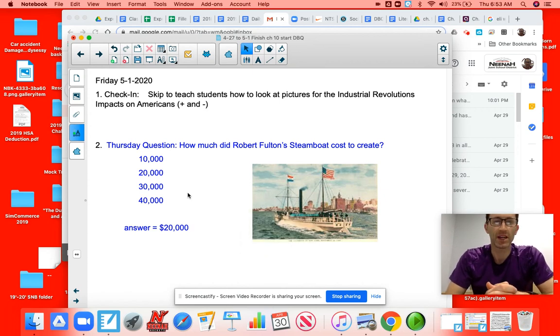We're going to skip our check-in in lieu of teaching how to look at pictures to identify positive and negative impacts the Industrial Revolution had on Americans. Your Thursday question was, how much did Robert Fulton's steamboat cost to create? The answer was $20,000.